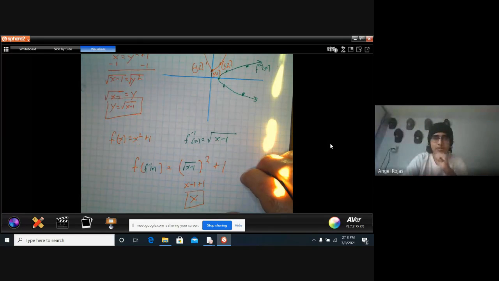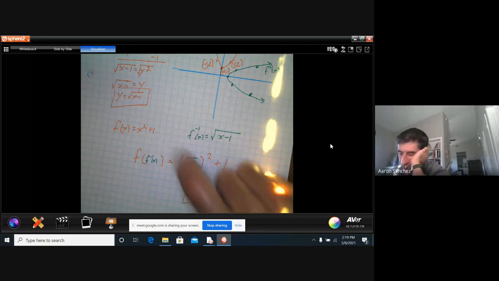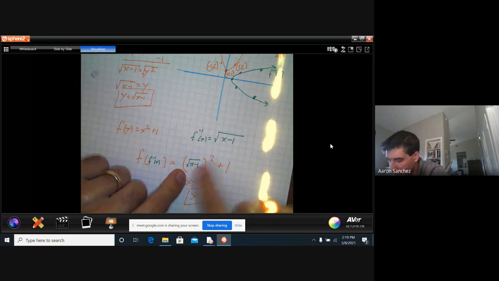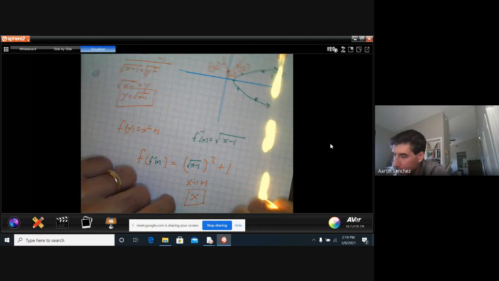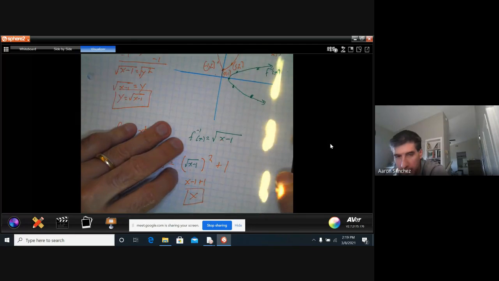Where did the +1 come from? Oh, okay. I just plugged this in. That's what this is, x squared plus 1. But instead of x squared, I plugged in the square root of x minus 1. And if you solve it and have x left over, they are inverses. Are there any other questions?